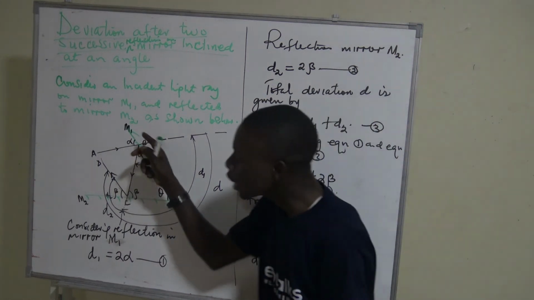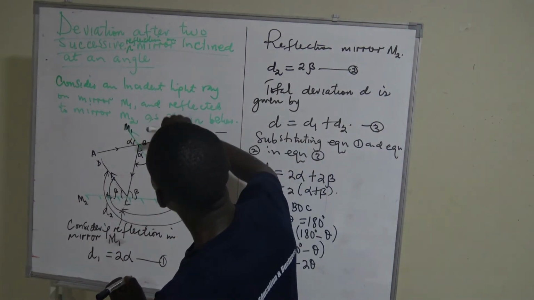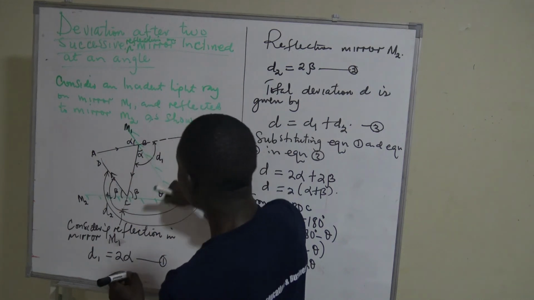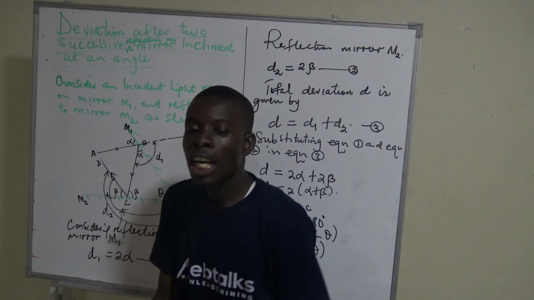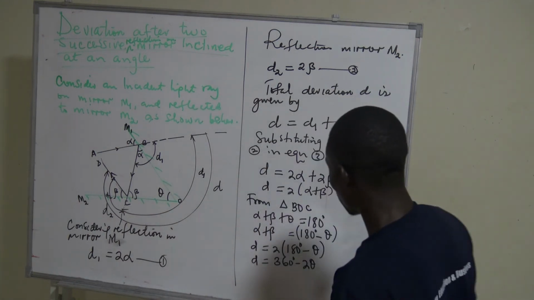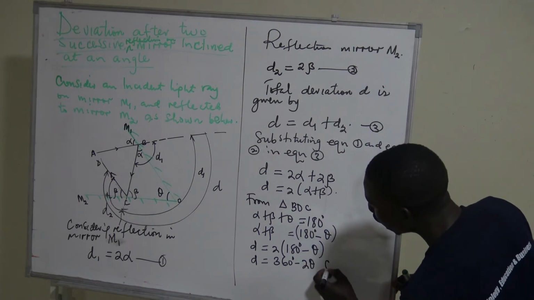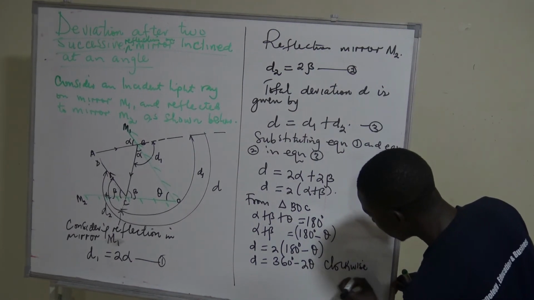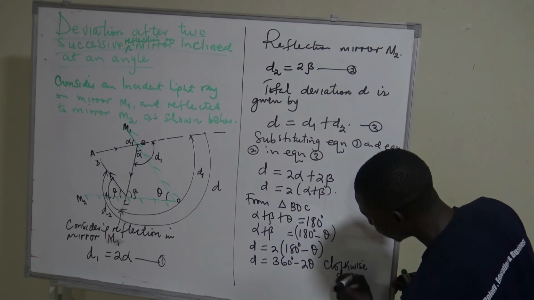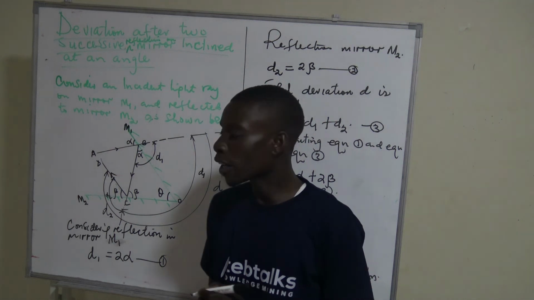But in which direction did we measure this deviation? We measured this deviation in this direction, and what is this direction that I'm trying to show? That is the clockwise direction. So the deviation is 360 minus twice theta, in the clockwise direction.